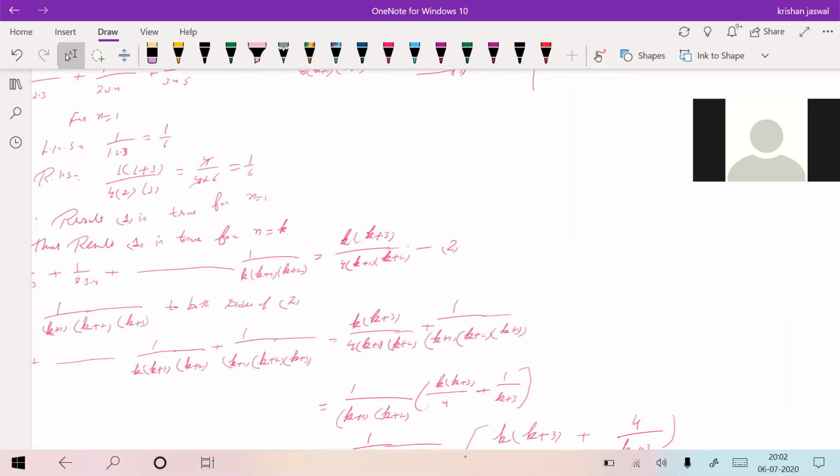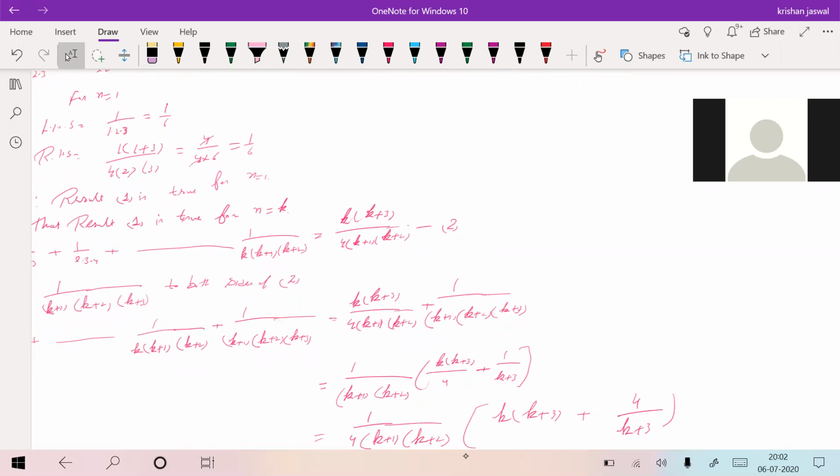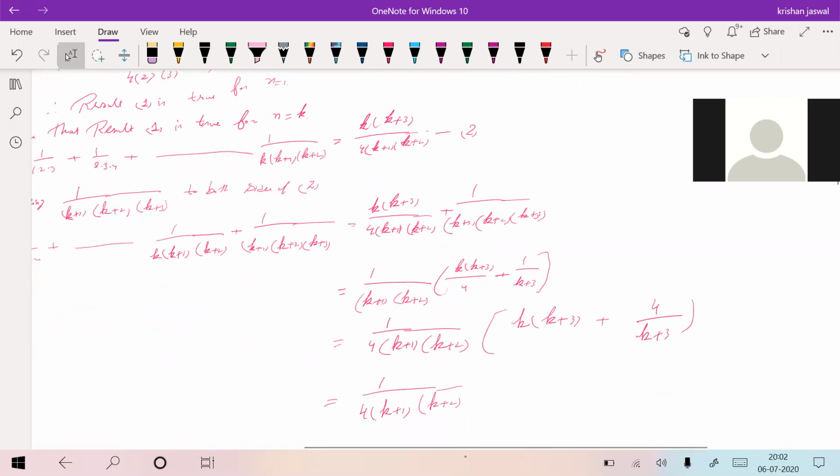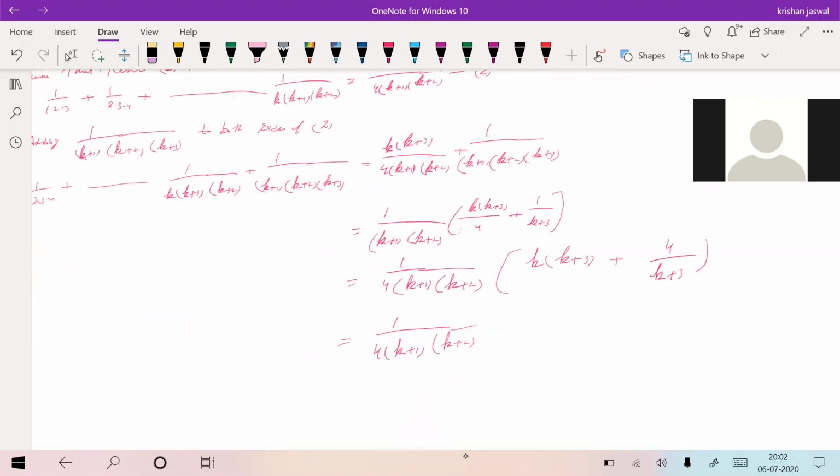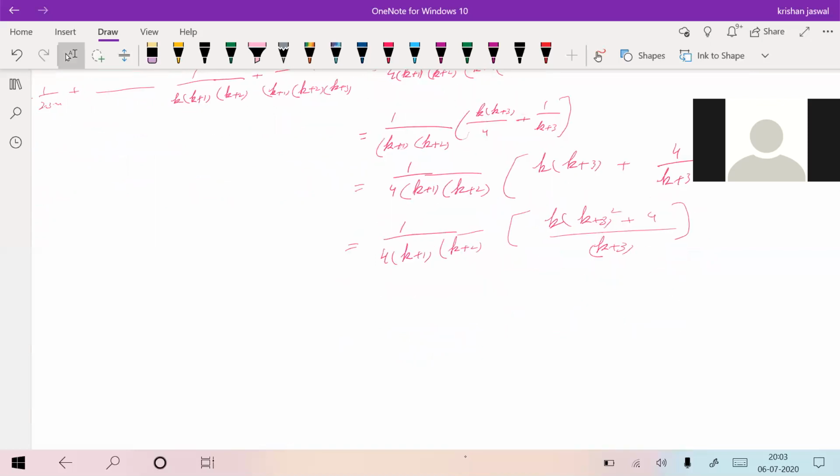What do we have common here? k plus 1 and k plus 2. Take k plus 3 as LCM. Multiply k plus 3: k into (k plus 3) square plus 4. It will become more difficult.